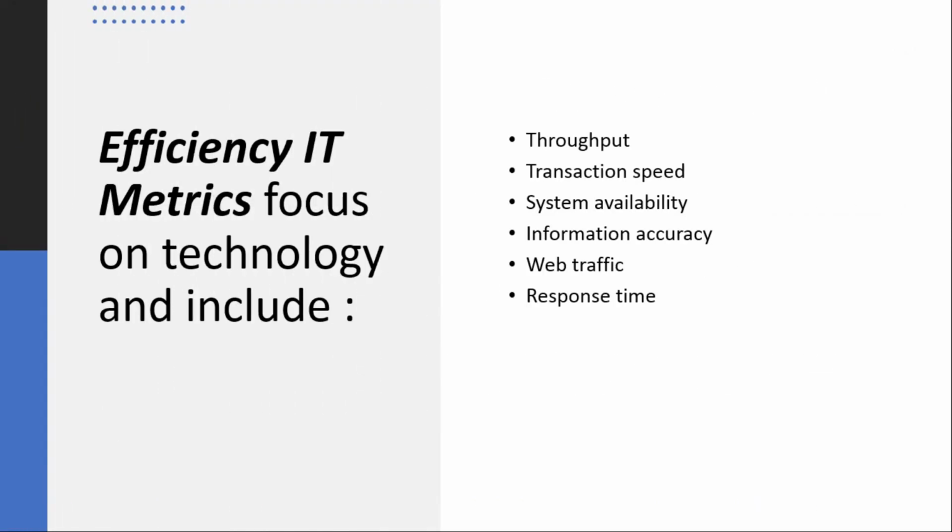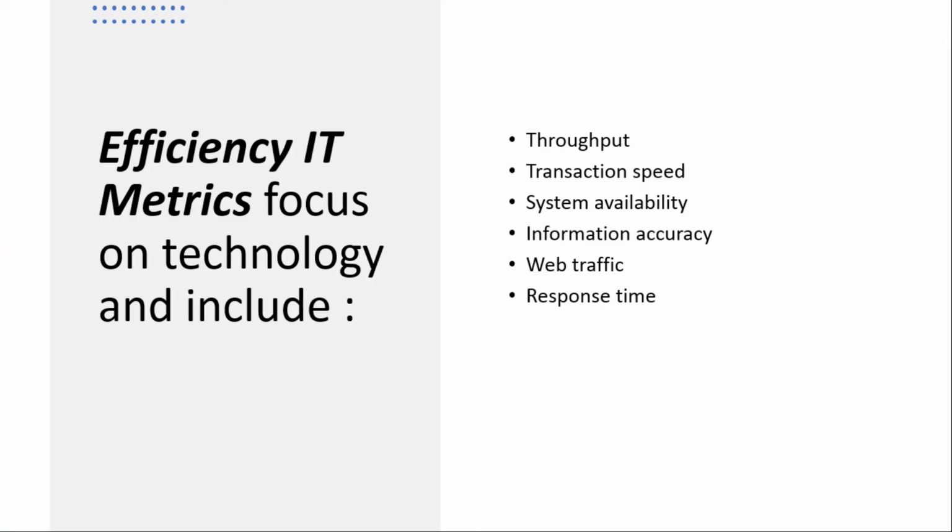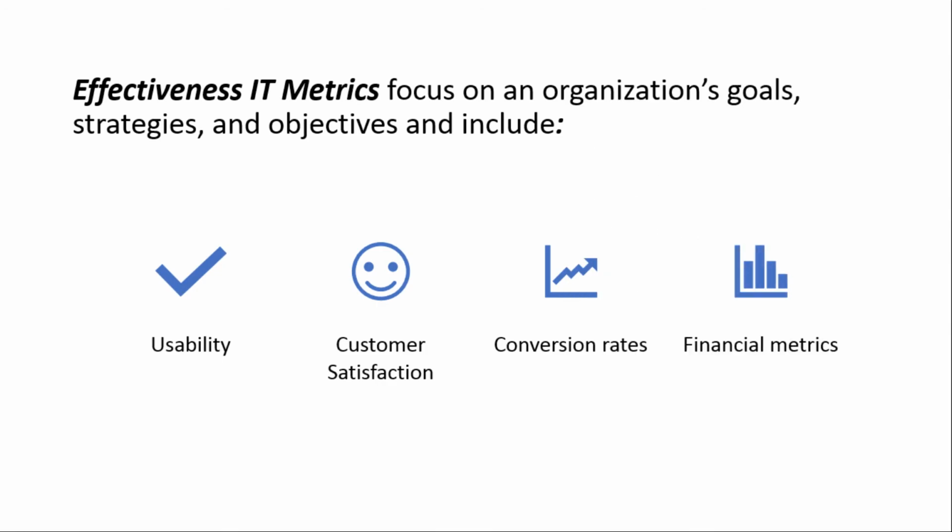Efficiency IT metrics focus on technology and include throughput, transaction speed, system availability, information accuracy, web traffic, and response times, while effectiveness IT metrics focus on an organization's goals, strategies, and objectives and include usability, customer satisfaction, conversion rates, and financial metrics.